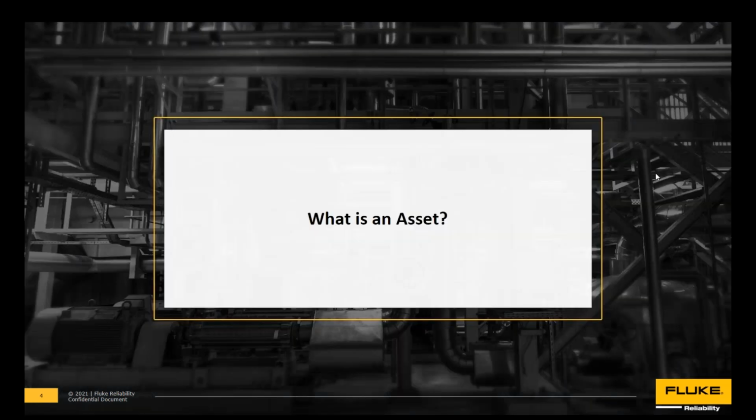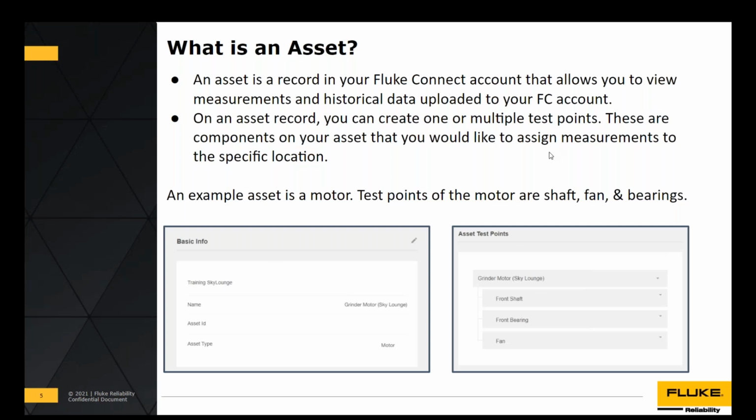So let's start with what is an asset. Inside of Fluke Connect, you will want an asset record for anything that you need to trend data on, view the historical measurements, basically anything that you need to view the analysis on. We can also create an asset that has test points. So any type of analysis that you might need to do, say you have multiple test points on one asset, you will want to create a separate test point for those specific points of data where you'll log data for each location. So just an example is a motor.